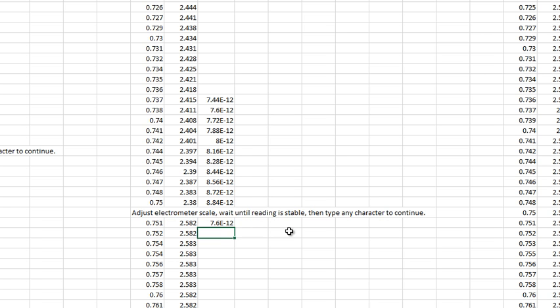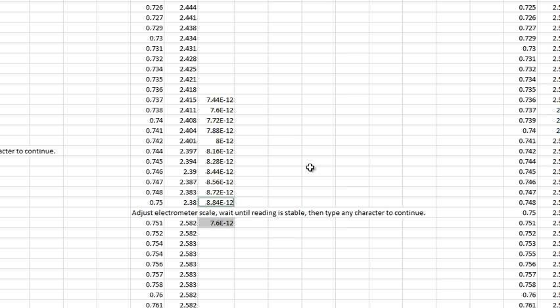So now these two numbers are supposed to be exactly the same, right? Because I just changed scales and the values haven't changed. I waited until the values were stable. But they're not exactly the same. They're slightly different. I attribute the difference to two sources.